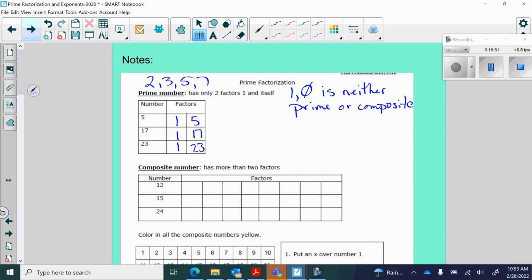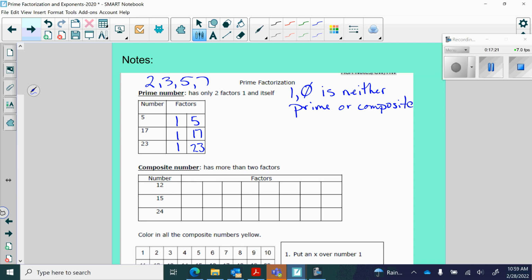Now, let me point out a second pattern to you guys. Can I divide 17 by 2, 3, 5, or 7? No, that's what makes it prime. Because I cannot divide it by 2, 3, 5, or 7, that makes it a prime number. What about 23? Can I divide 23 by 2, 3, 5, or 7? No, that's what makes it a prime number. Does that make sense?